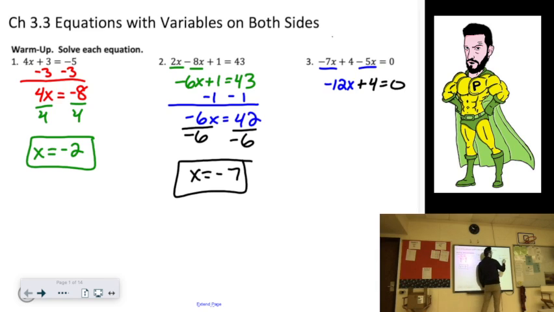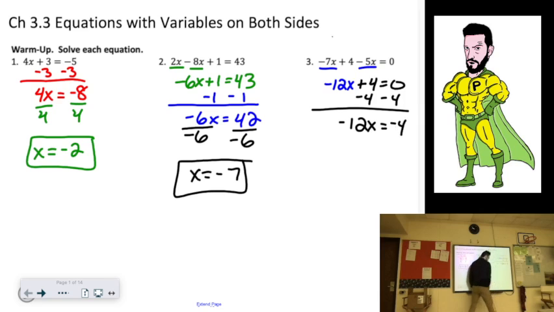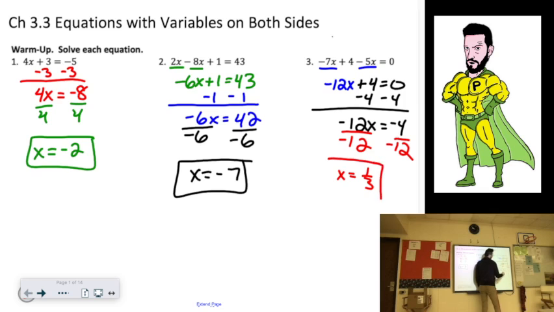So we're going to have to subtract the 4. Negative 12x equals negative 4, and then we'll divide by negative 12. Now we're going to get a fraction here, but we can simplify fractions. We're like pros. Negative divided by negative is positive. 4 goes into 12 3 times, so this comes out to positive 1/3. All right, cool.